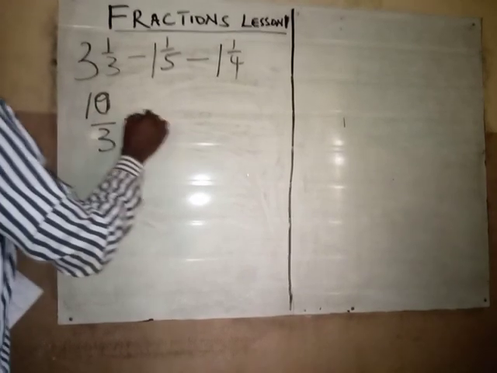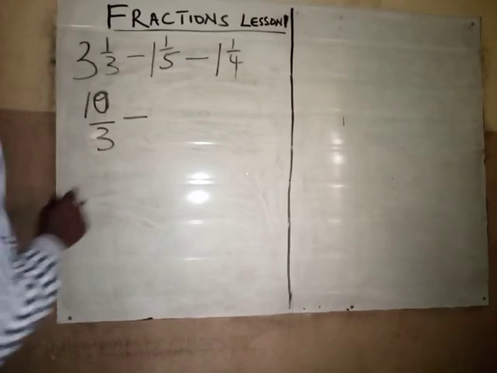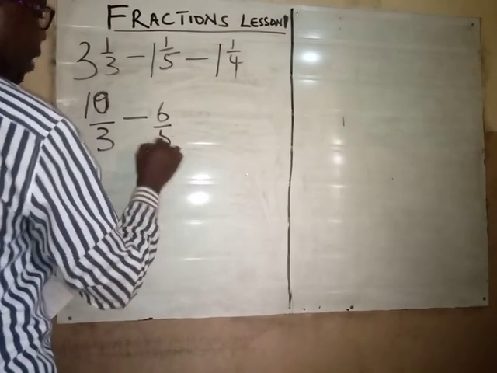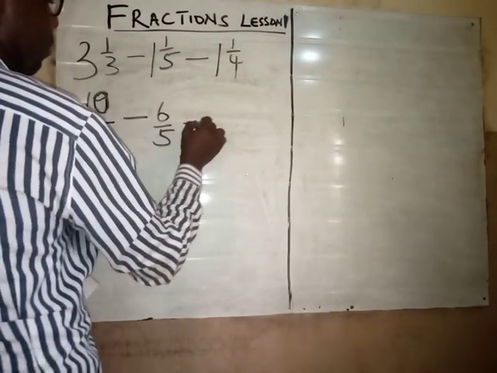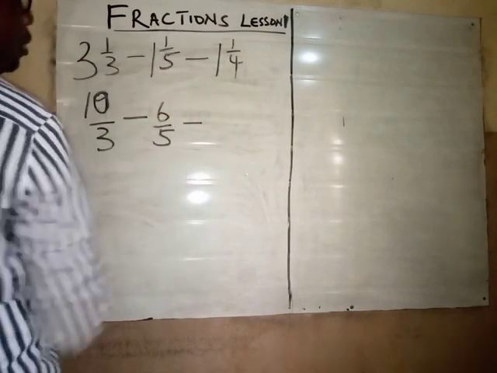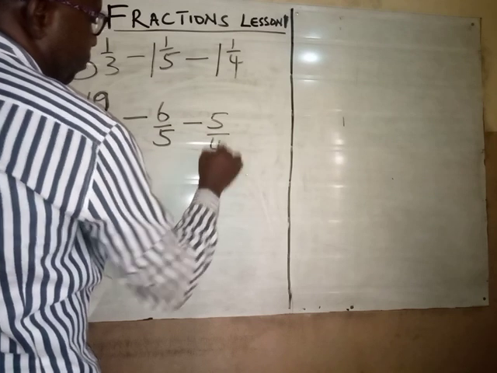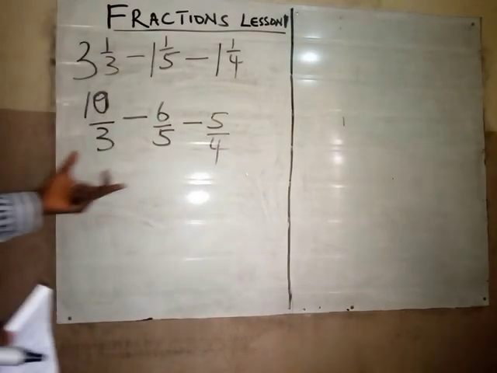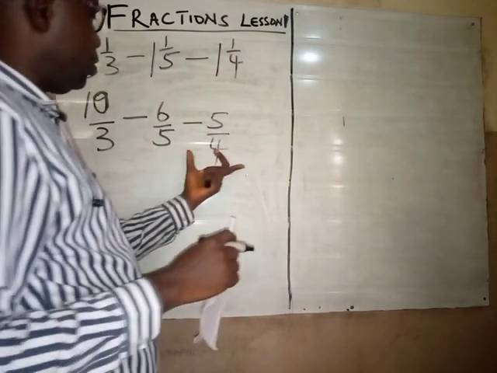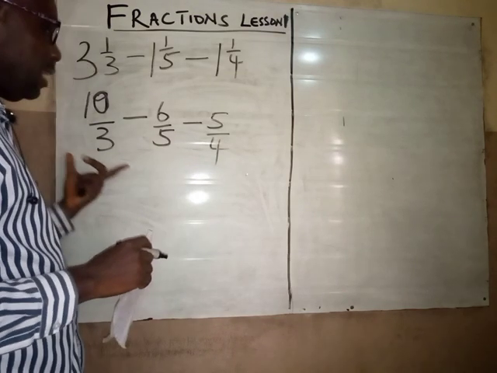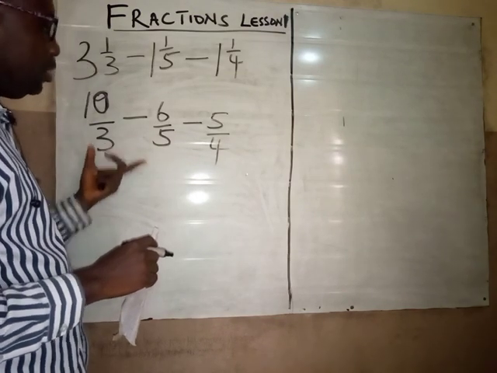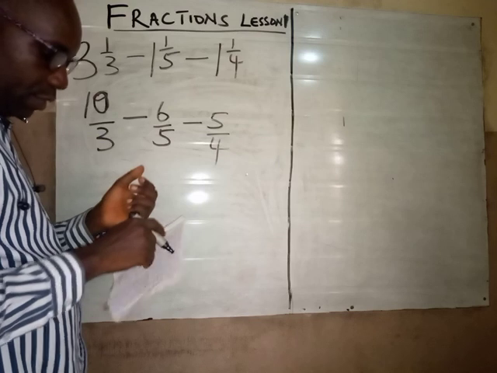10 over 3 minus 5 times 1 is 5 plus 1, 6 over 5. Minus 4 times 1 is 4 plus 1, 5 over 4. This is where you find the LCM of the denominators, that factor that each of them is divisible by.